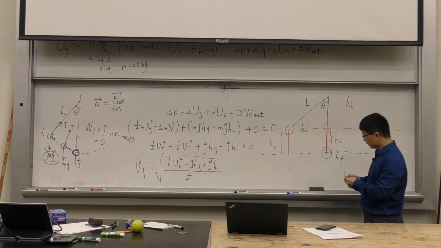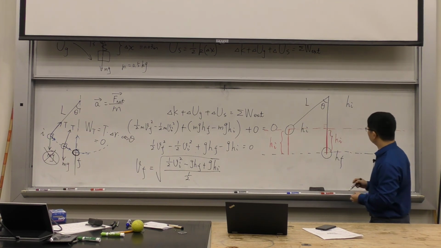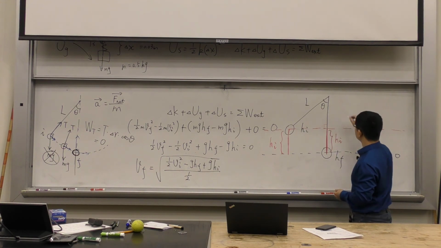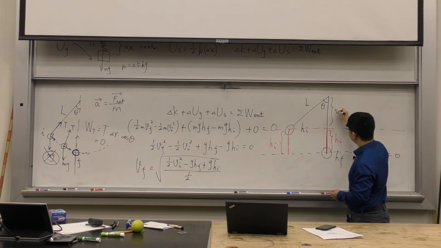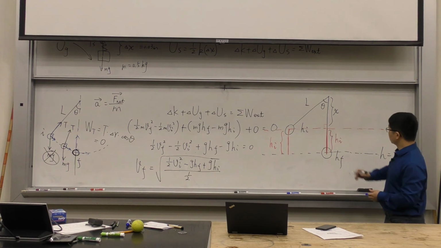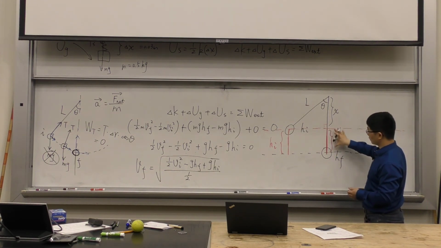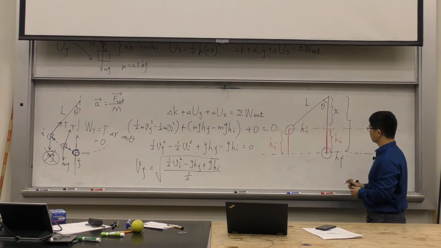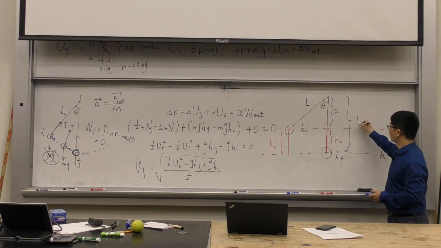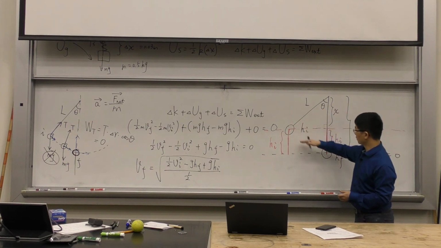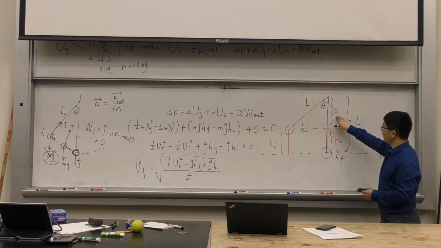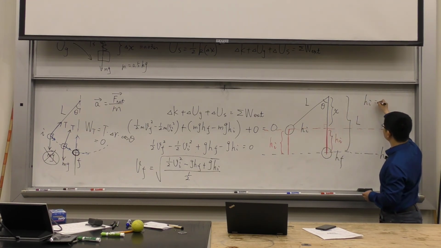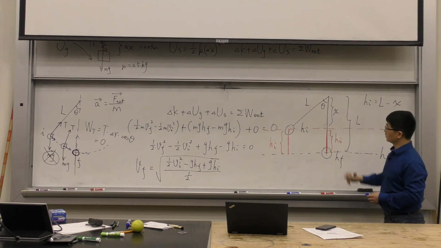If you still cannot see that, I'm going to give you another hint. If I know this, say x, can you find this height h? Of course, because what is the length of this? That's L. That's the same string. So if I can find this x, this short distance is going to be L minus whatever this x is.